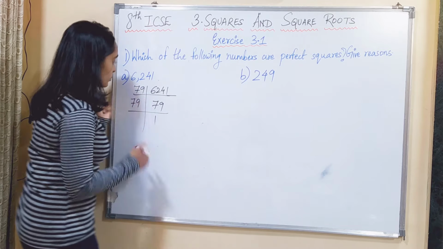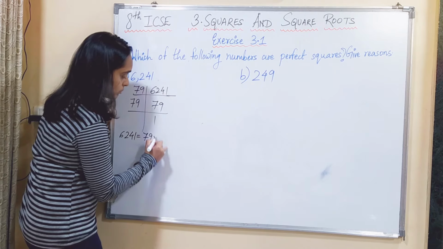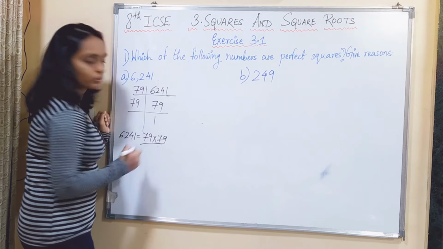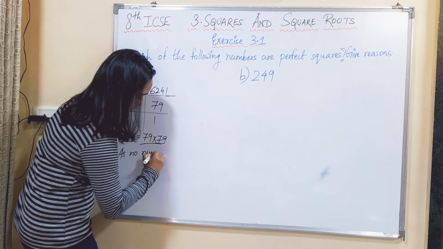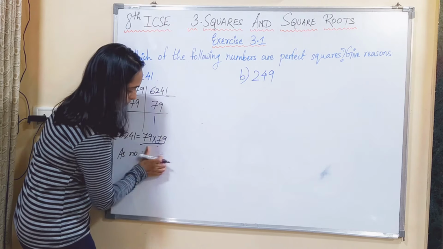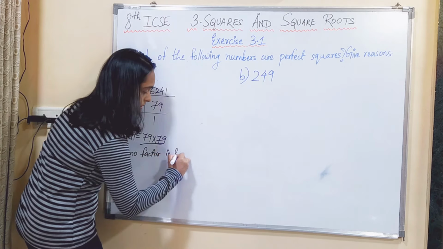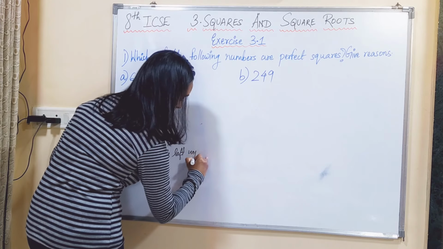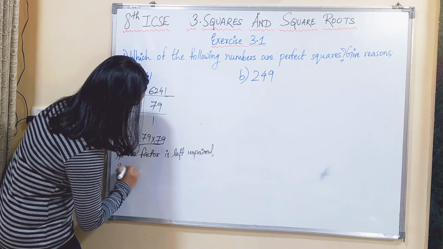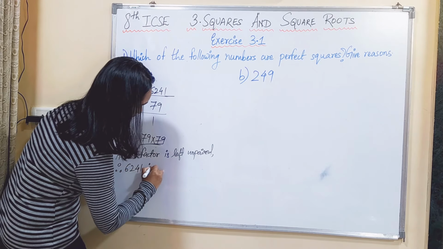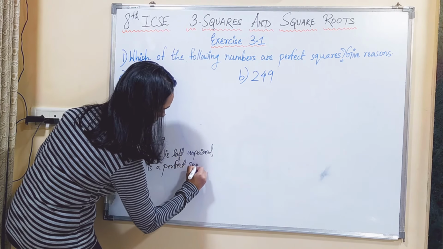So 6241 equals 79 multiplied by 79. It can be paired, so no factor is left unpaired. Therefore, 6241 is a perfect square.